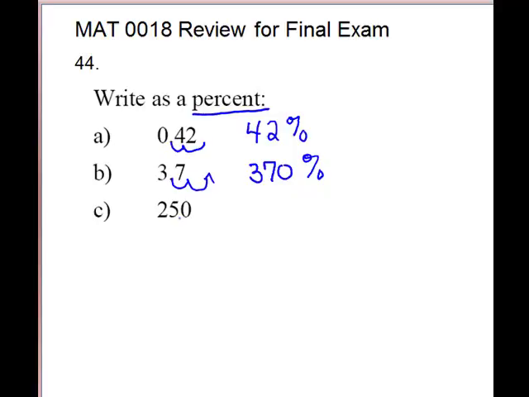And 250, to change to percent, right now your decimal is at the end. It still has to go 2 places to the right. So we're going to have 250, 2 more zeros. Now your decimal's at the end and you have your percent symbol.